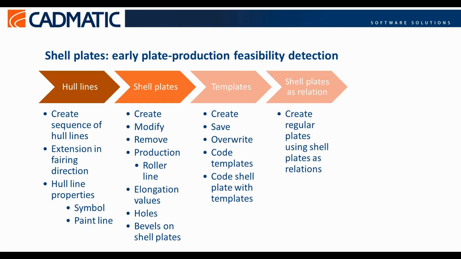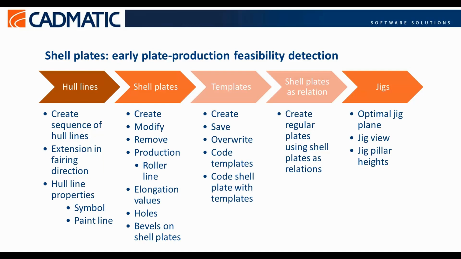Since 2016 T3, shell plates are visible in 3D context views as well, allowing us to create regular plates having relation to the shell plates visible in the view. The latest development in the shell module family are the new jigs. In this webinar, we will show how to use the system to generate an optimal jig plane, how to further use this optimal jig plane to create a jig view and to calculate and display the jig pillar heights.